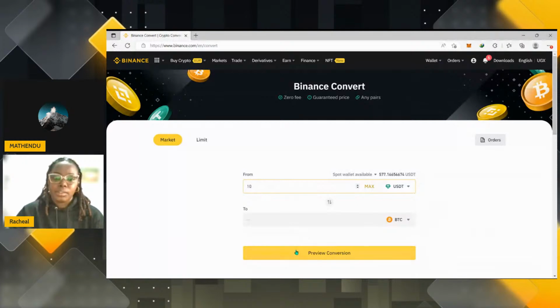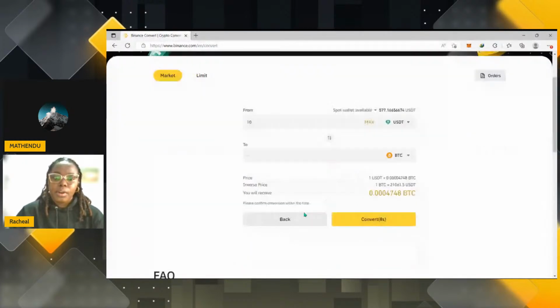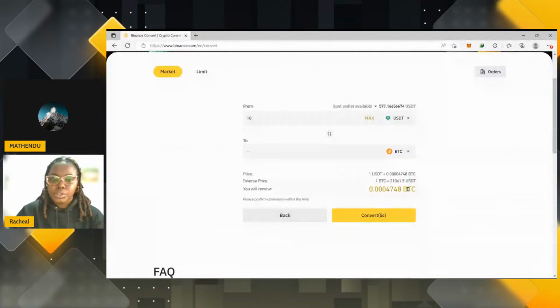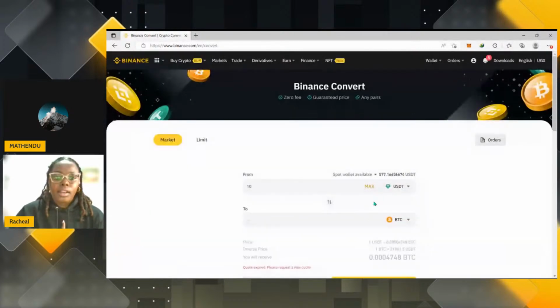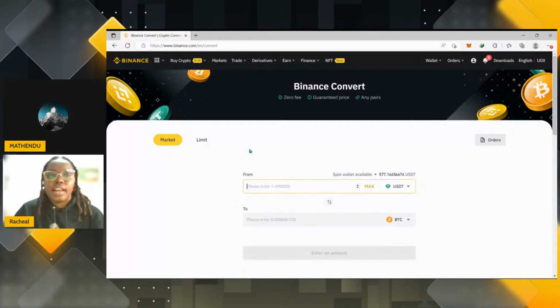If I say $10 and I preview, they show you how much you're going to receive and the price and the inverse price, and then you're asked to convert. Another benefit, even if you know how to spot trade, of using Binance Convert is that you can purchase any crypto with as low as $1. You can see the minimum is $1 to 4,900 USDT.